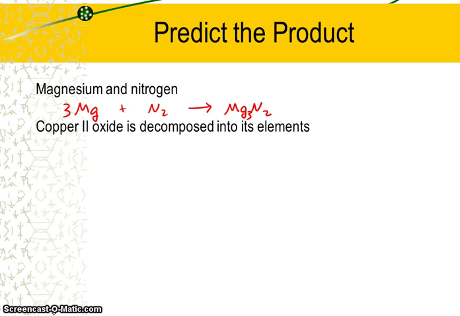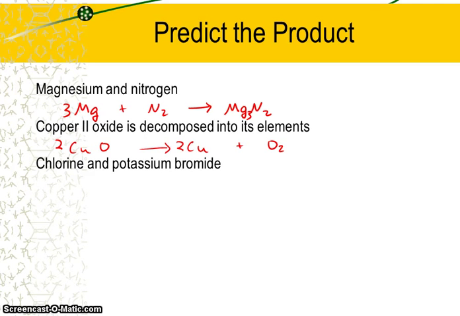Copper 2 oxide is decomposed into its elements. So we've got copper and oxygen. Copper's a +2, oxide's a -2, so we simplify that. It says we're going to decompose it into its elements, so it breaks up into copper and oxygen. Remember that oxygen's diatomic. So to balance the oxygens, we'll put a 2 in front of the copper oxide. And then to balance the coppers, we'll put a 2 in front of the copper.